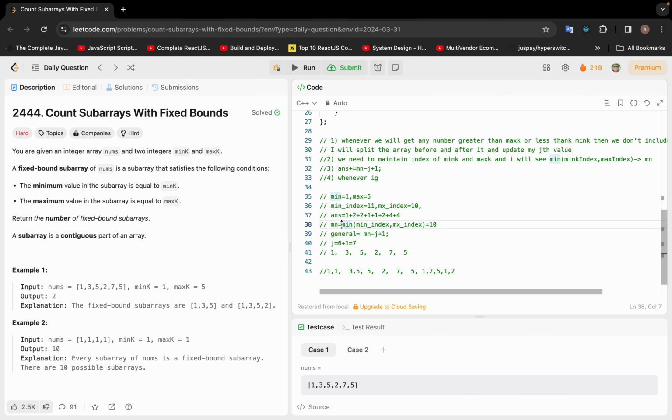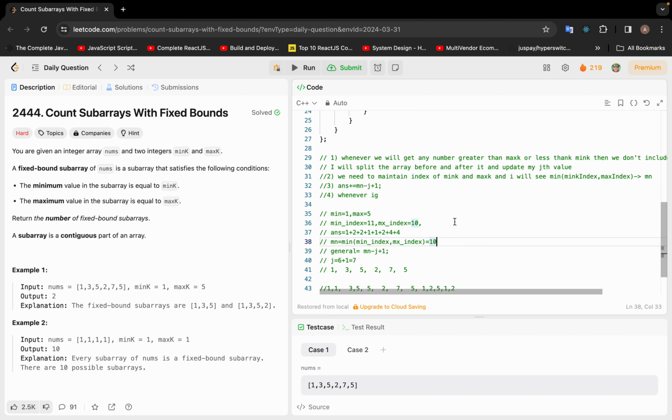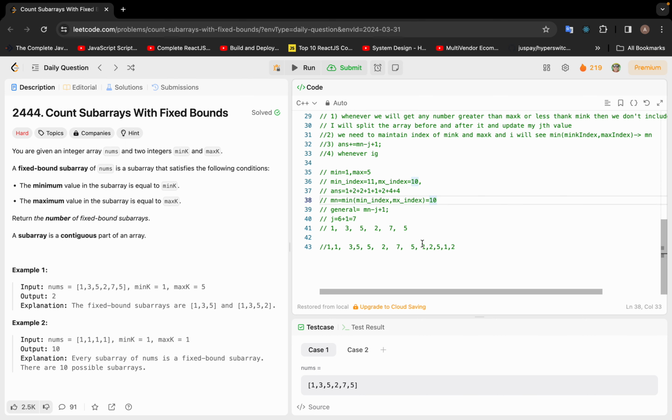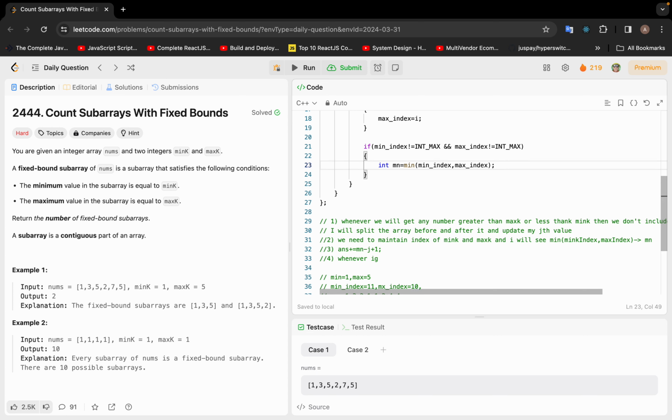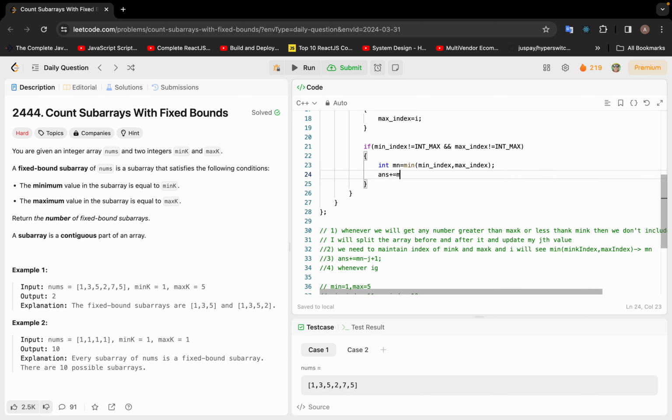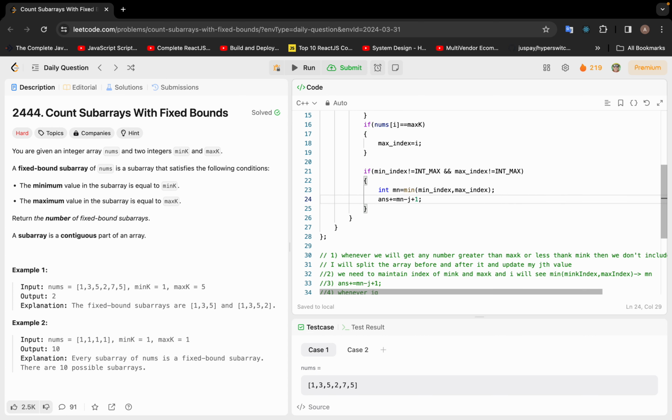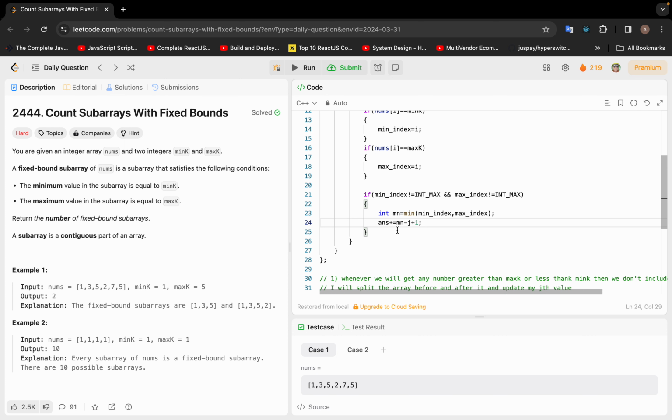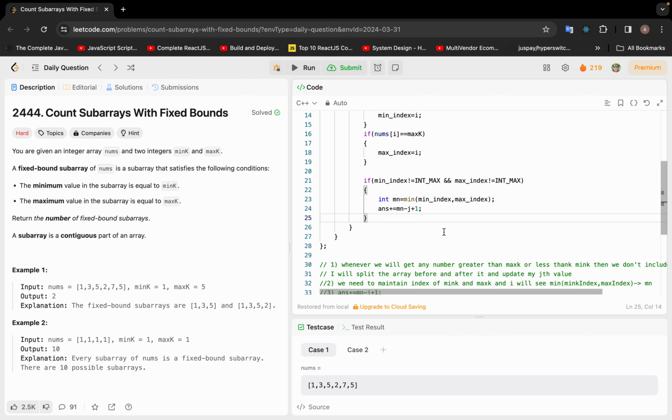According to what I have shown you, I need to see the minimum index at which 1 or 5 is present. So the answer will be mn minus jth plus 1. Jth is the starting point, and mn is the index at which 1 or 5 must be present, right? So that will be the answer.